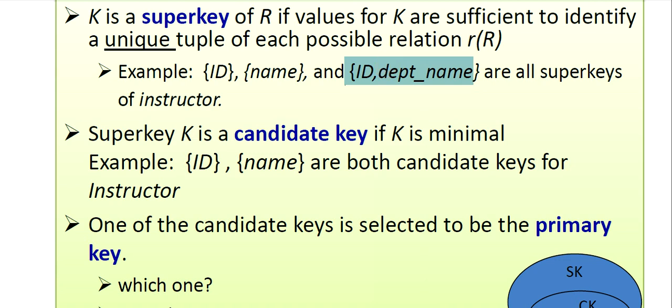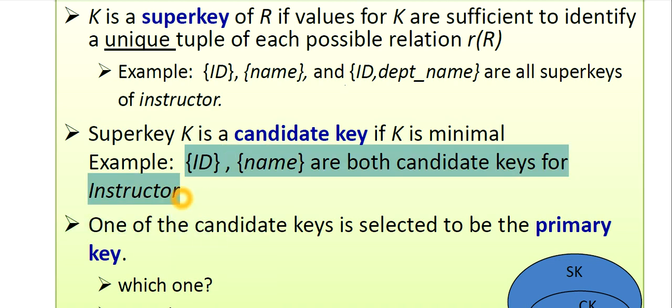But if I am going to consider candidate keys, then I am not going to consider this last one, because the minimum number of attributes, that is one, is present in the former two cases. So ID and name are both candidate keys for the instructor. So that is our minimal super key.